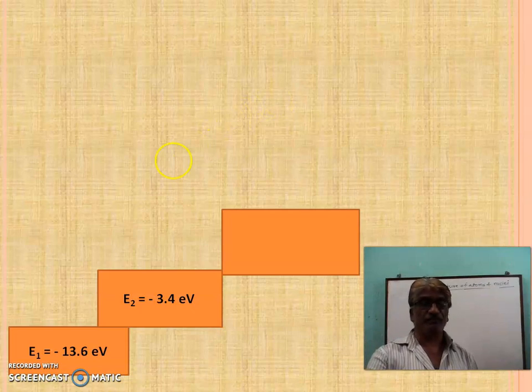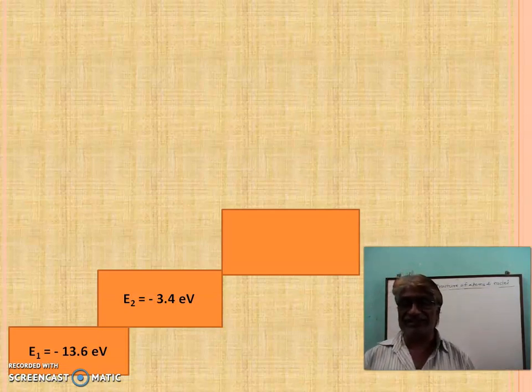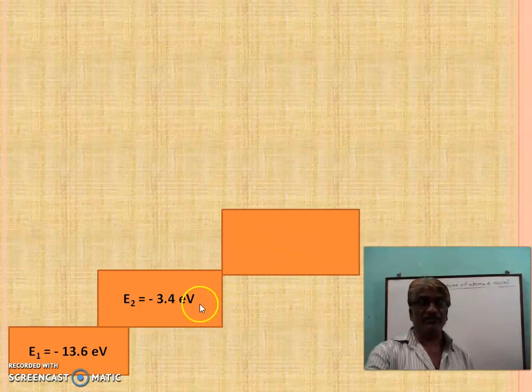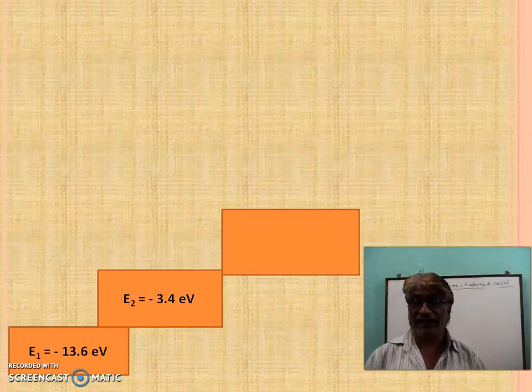See here, the energy in the first orbit has the maximum magnitude, but the negative sign is there, so it is lower energy. Whereas the energy in the second orbit will be minus 3.4 electron volt, which is higher energy.